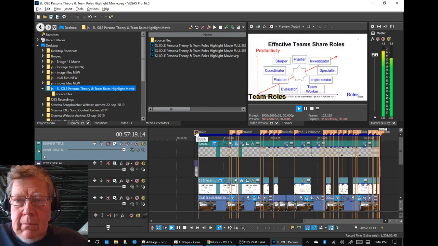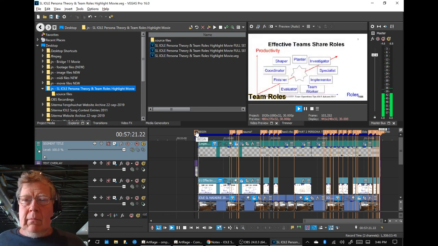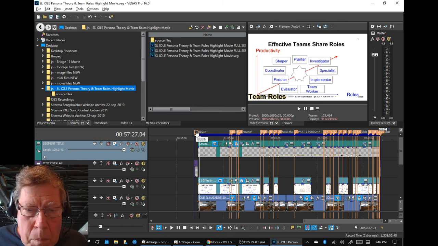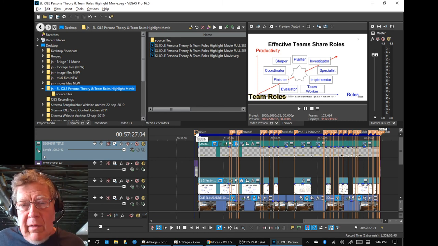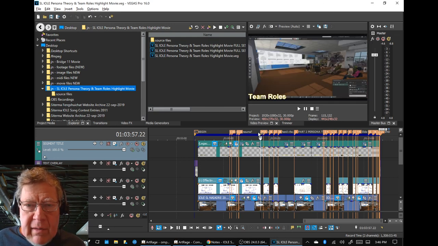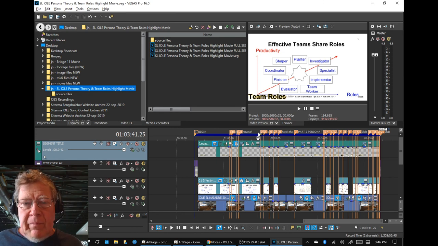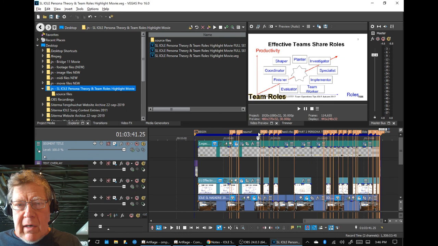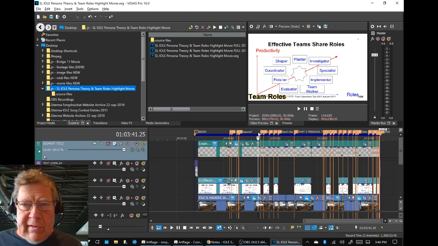So let's get through this next slide, effective teams share roles. So please focus in on that, cam click. Along the way, as we mentioned, we began to experiment with what we ended up calling visual breaks. For example, there's quite a couple minutes there of this slide staring us in the face, and we're using a dark highlight where the caption says team roles.